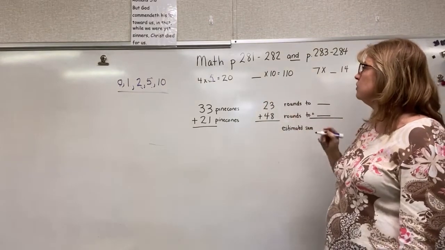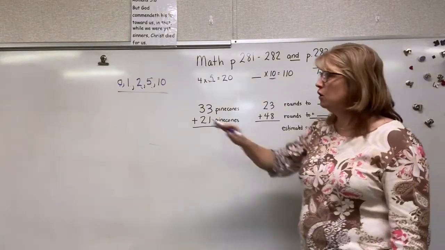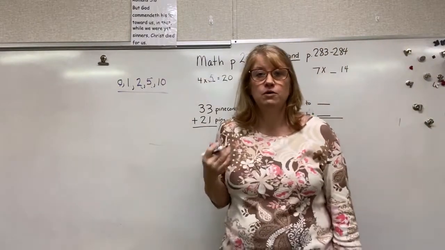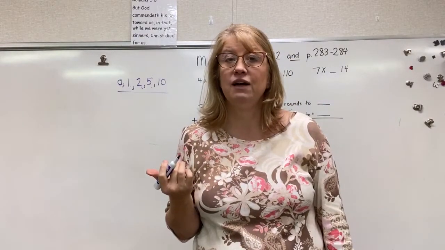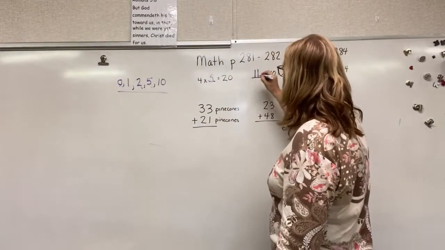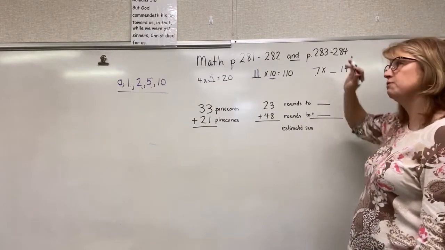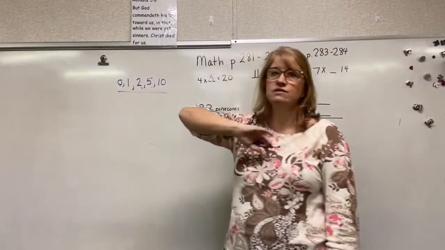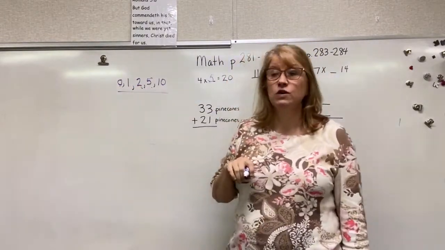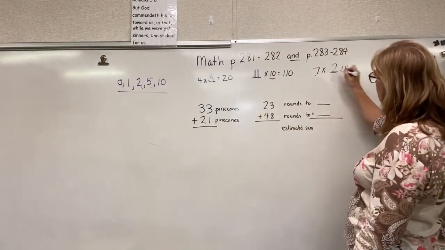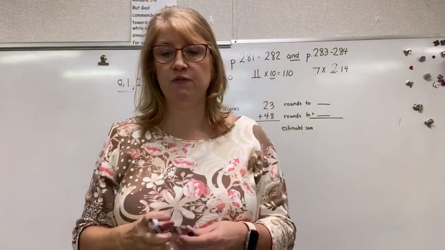What times 10 equals 110? Now, we know what we're multiplying by. We know that we're doing by the tens. What number times 10 equals 110? It would be 11. And then 7 times what equals 14? We haven't done the 7s yet, but we have done these. 7 times 0 is 0. 7 times 1 is 7. 7 times 2 is 14. Ding, ding, ding. 7 times 2 is 14. Just go over the ones in your mind of what we've done.